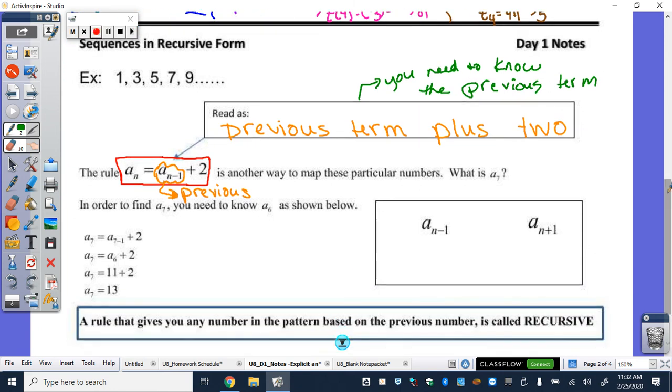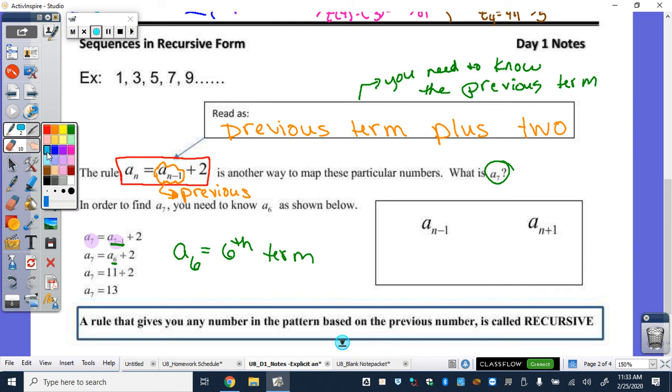Given this recursive formula, they want us to figure out a sub 7. If we go through the same steps we were doing with our explicit, I plug 7 in for my n's. When I subtract in this notation, that gives me a 6. That's why it turns into the previous term. So that becomes a sub 6, and again, a sub 6 means the 6th term. In order to figure out the 7th term, you have to know what that 6th term is, and then you can add 2 to it. The sixth term was 11, and 11 plus 2 gives us 13.